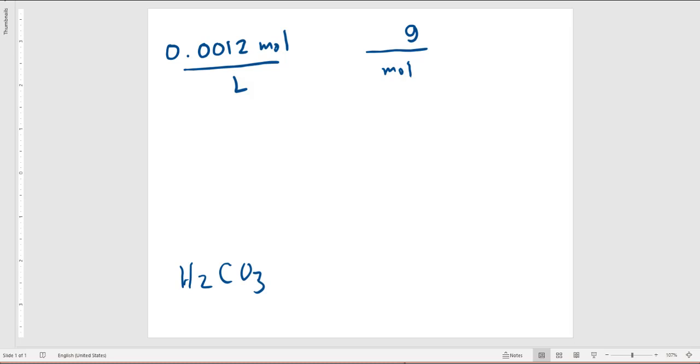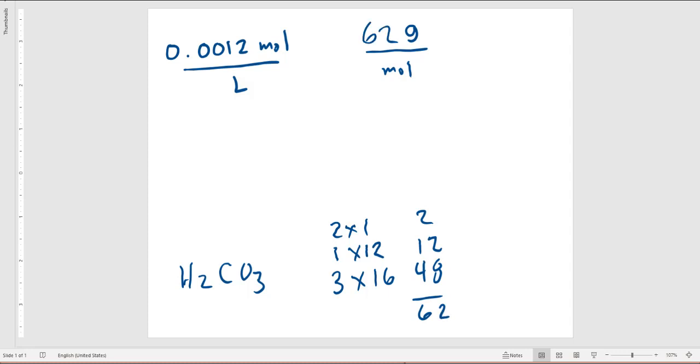H2CO3? And I'm going to do this without a calculator, so I don't want to use all the decimal values. So each hydrogen is going to weigh 1. I'm just going to use the nearest integer. Each carbon weighs 12, and each of the 3 oxygens weighs 16. I get 48. Plus 12 is 60, plus 2 is 62. So I'm going to use 62 for my molar mass. And that'll be how many grams are in a whole liter of blood. It asks for 100 milliliters, but I'll work that out later.